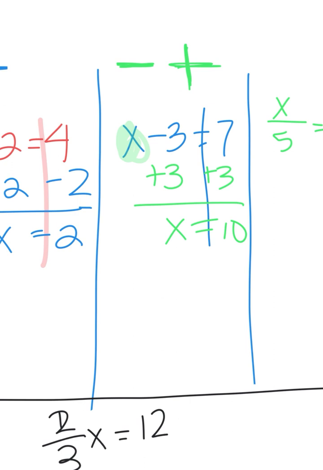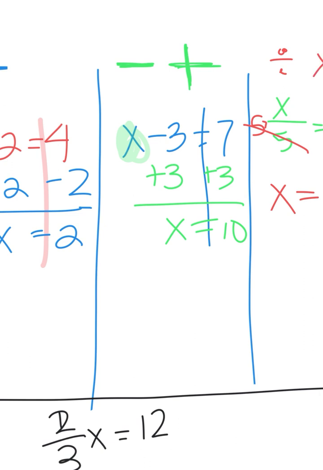Next problem, I have x on the top. This line means divide. X is being divided by 5. To undo divide by 5, I'm going to multiply by 5. 5 over 5 is 1, so I'm left with just 1x. And 10 times 5 is 50. So to undo division, we're going to multiply.